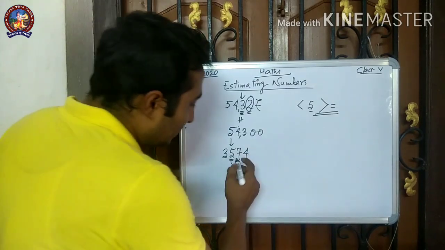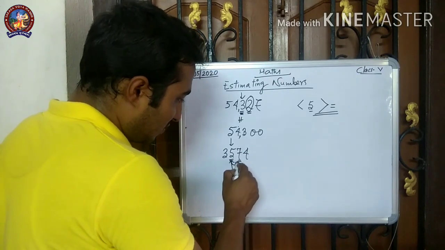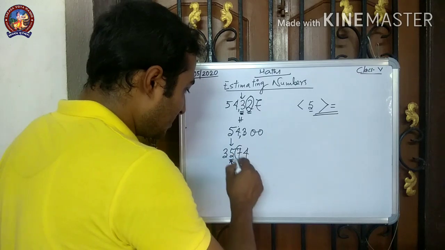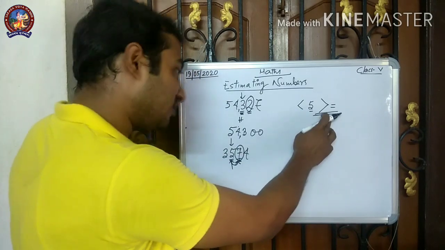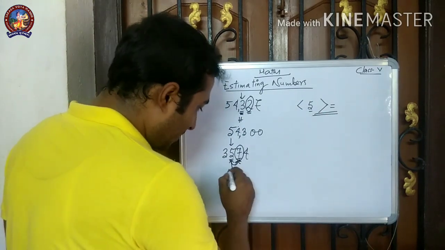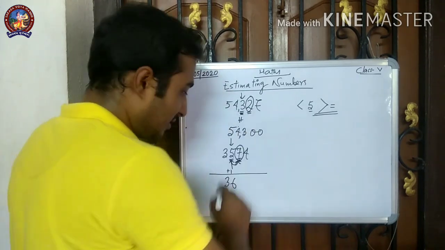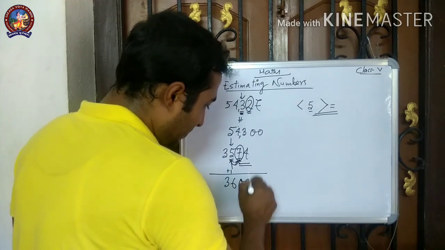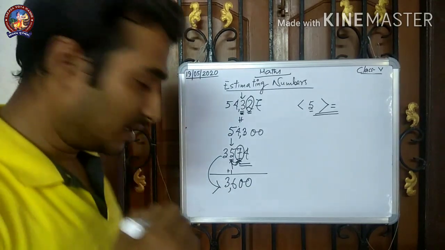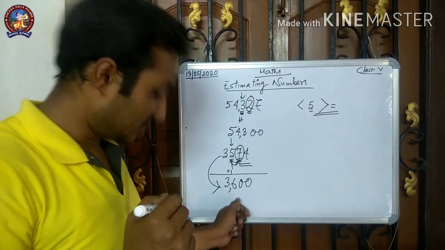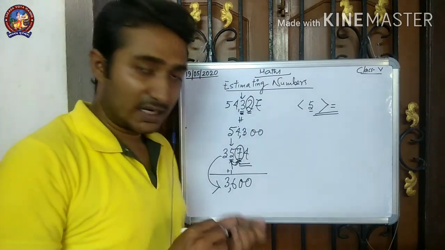We are rounding at the hundreds position, so we look at the next number, which is 7. 7 is greater than or equal to 5, so 1 will be added here. So 5 plus 1 becomes 6. This will come here, and all the remaining digits will become 0. So this number is rounded to 3600 when we round it off at its hundreds place. I think you understand the rule.